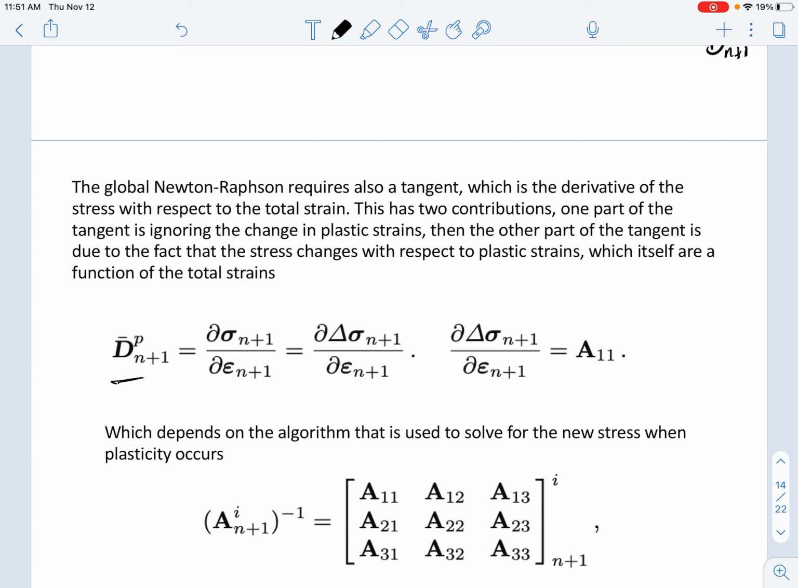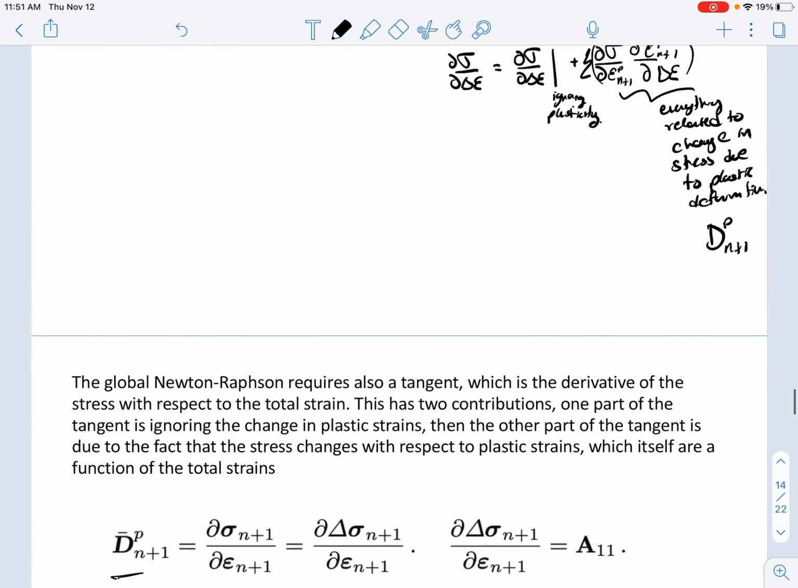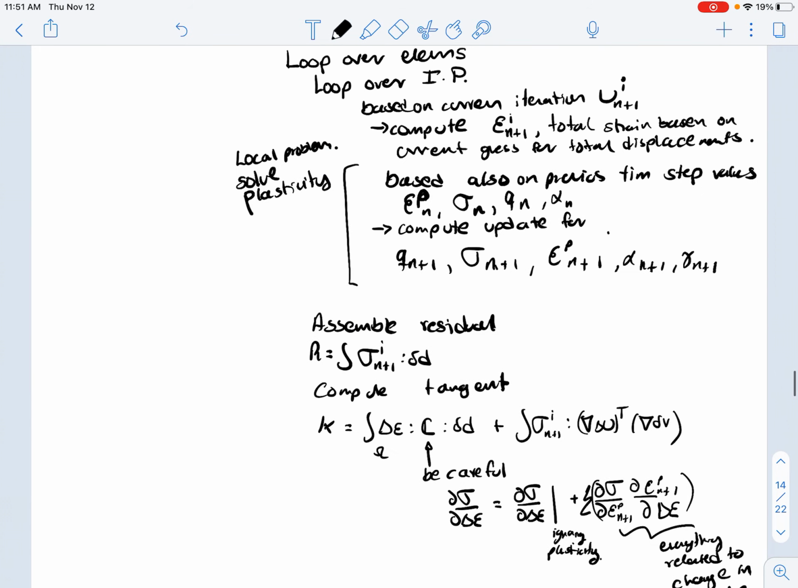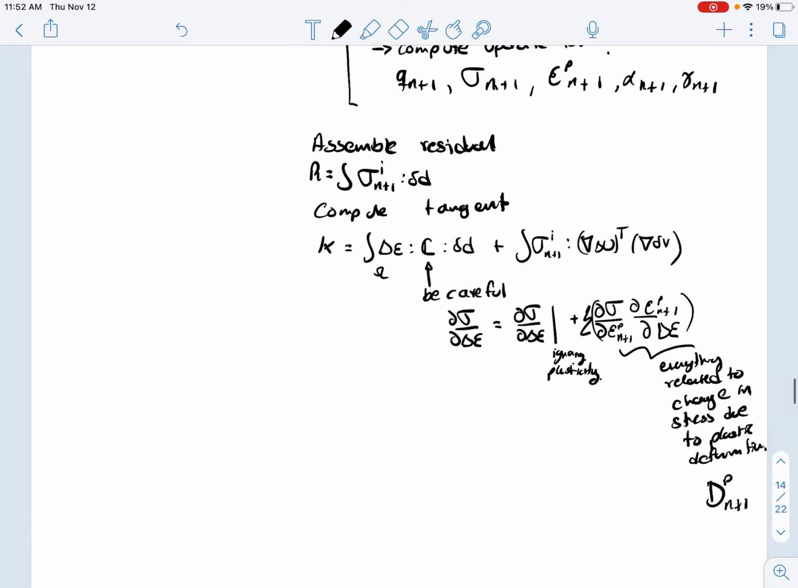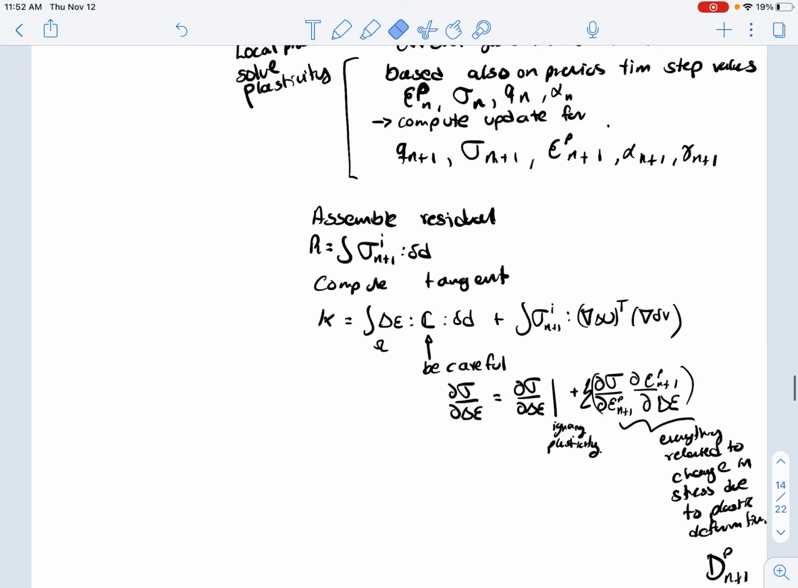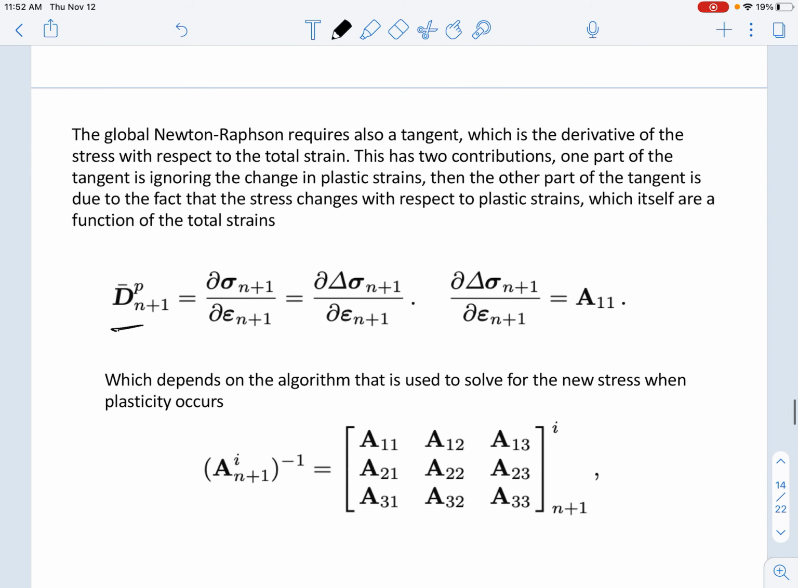And so that one, this depends on the algorithm that you're using for solving. So this really depends on how you are setting up your plasticity problem. Not only what the equations are, but how you are solving them. Because this entails, for example, implicit Euler or forward Euler would give you a different tangent, because this is really depending on how you are updating them.